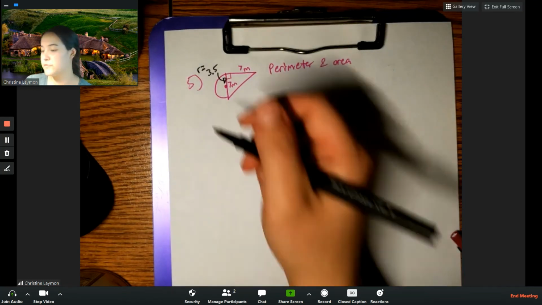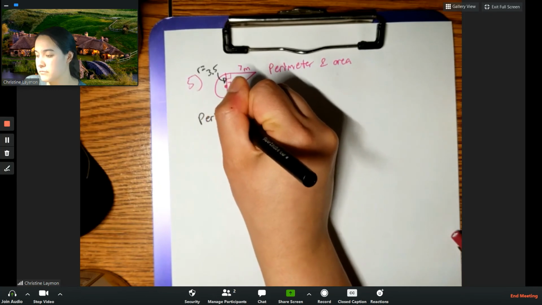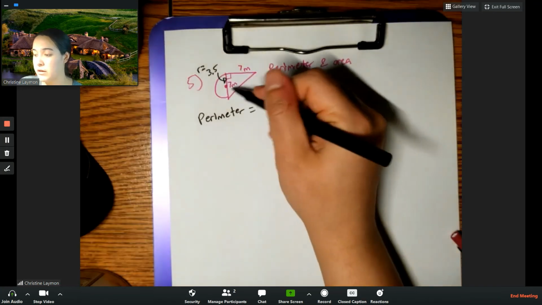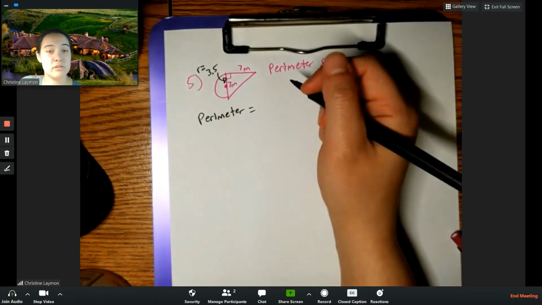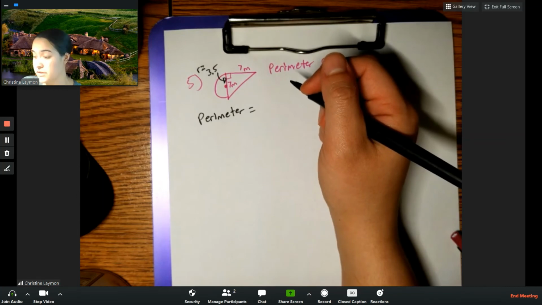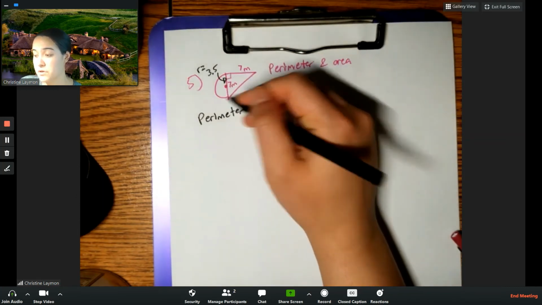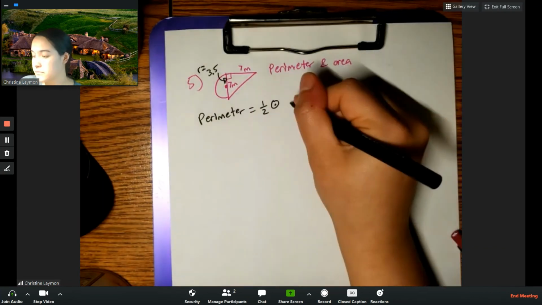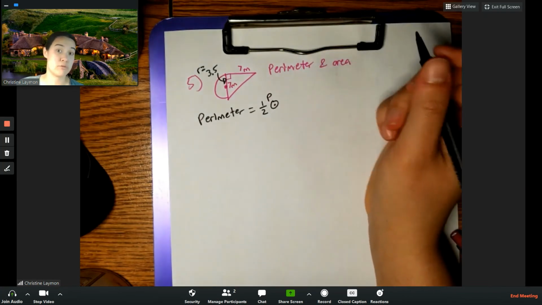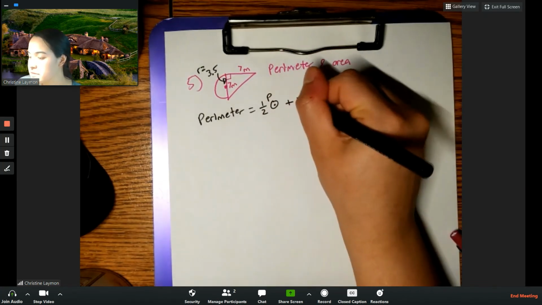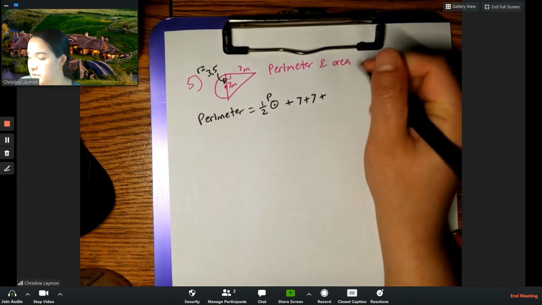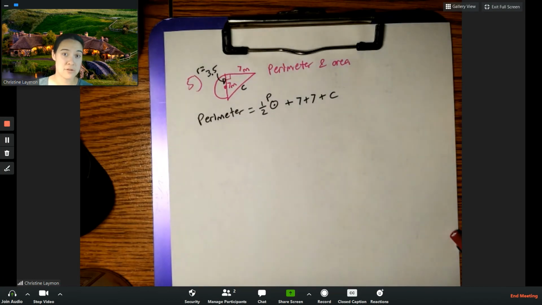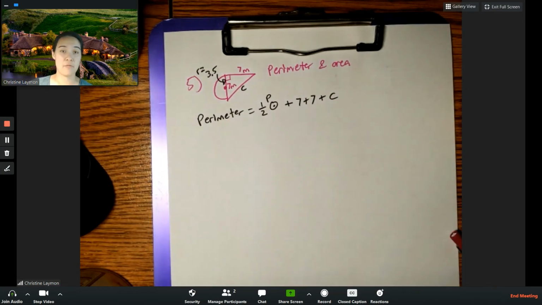So I'm going to go after perimeter first. So perimeter, sorry, I need the arc length of that semicircle. And notice exactly half of a circle. So I might say it's half of the circle. This is half of the circle's perimeter, plus 7 plus 7 plus c. I'm going to call that c there. I've got to find that value first. So before I do the rest of this, let's just go ahead and find that right now.